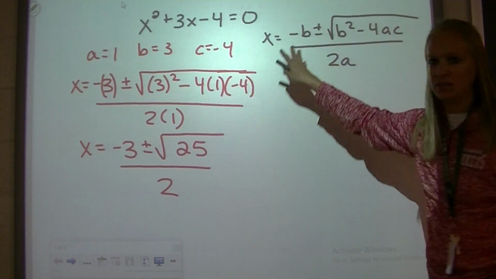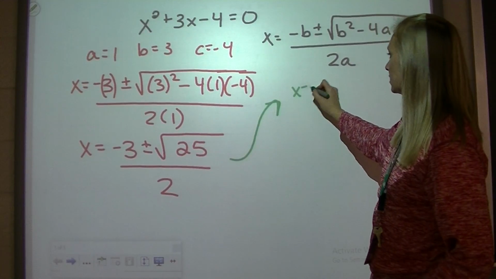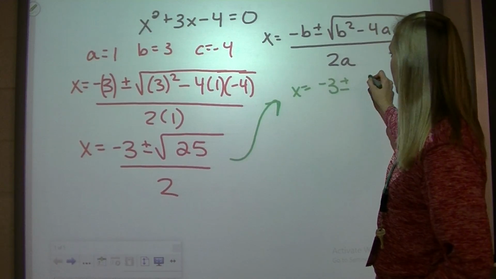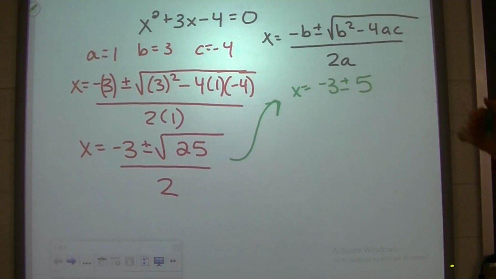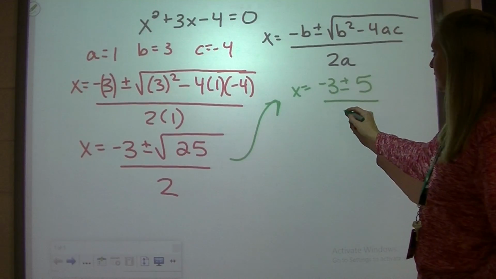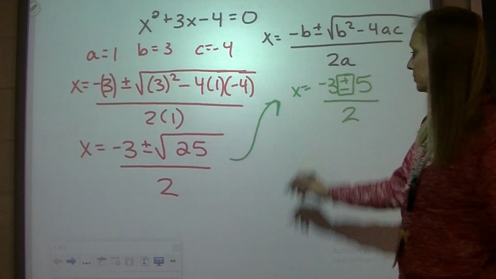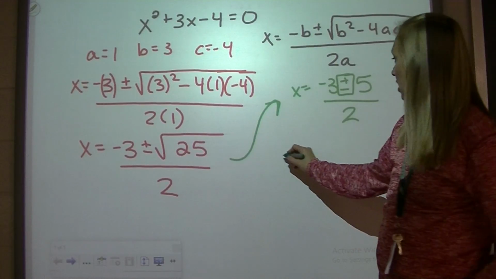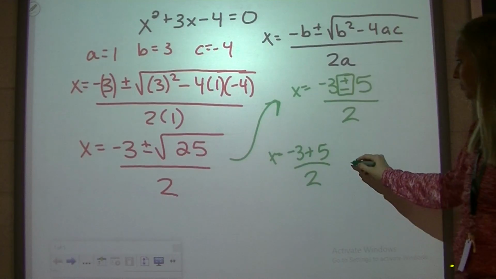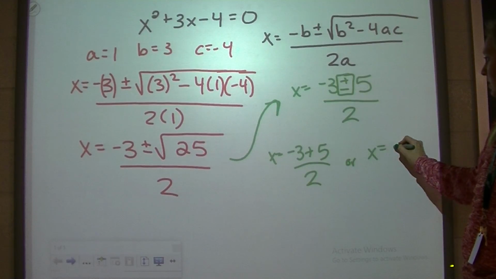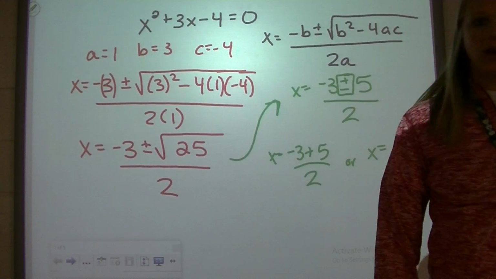So you can continue to see the quadratic formula here. I'm just going to write up here. So we have x equals negative 3 plus or minus 5, because the square root of 25 is 5. And then divide that by 2. So basically this plus or minus splits it up into two separate answers. I have x equals negative 3 plus 5 divided by 2, or I have x equals negative 3 minus 5 divided by 2.